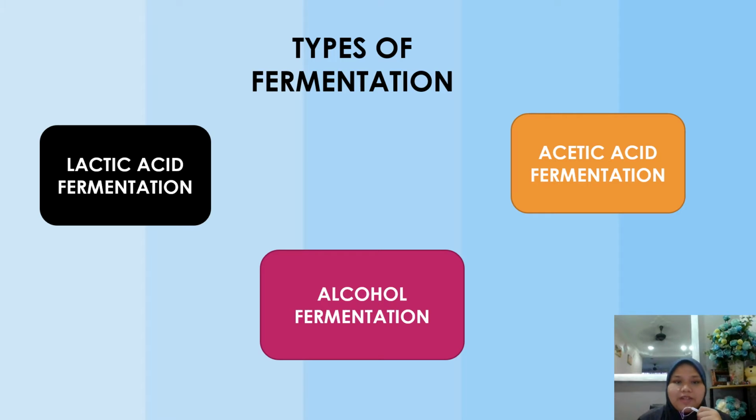There are three types of fermentation: lactic acid fermentation, alcohol fermentation, also known as ethanol fermentation, and acetic acid fermentation. For this video, I will give the byproducts for two fermentations, lactic acid fermentation and alcohol fermentation. For lactic acid fermentation, the equation is glucose produces 2 lactic acid. For alcohol fermentation, which is ethanol fermentation, the equation is glucose becomes ethanol and carbon dioxide.